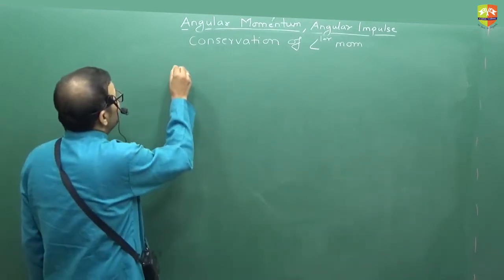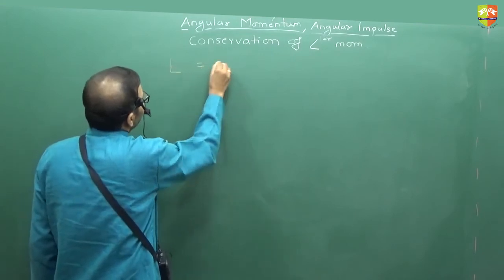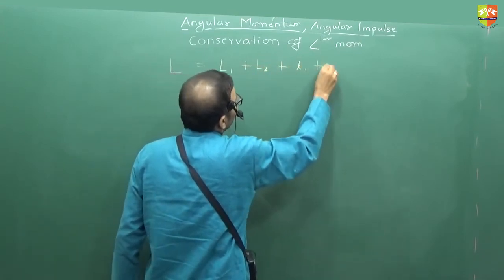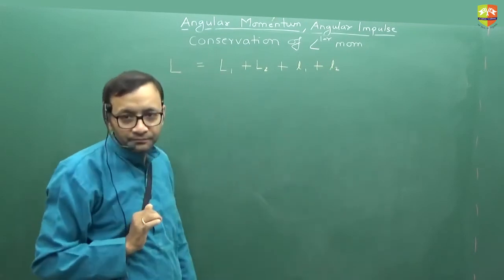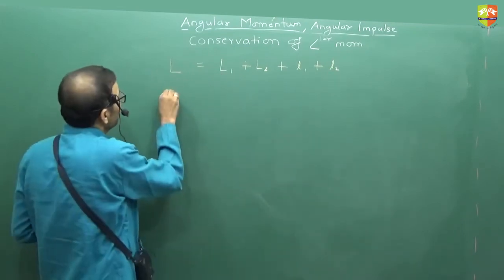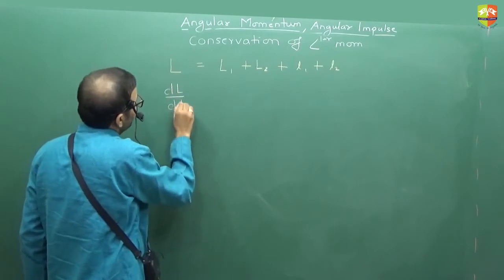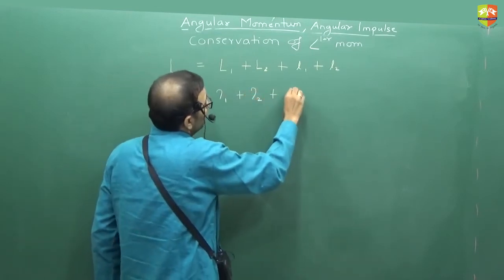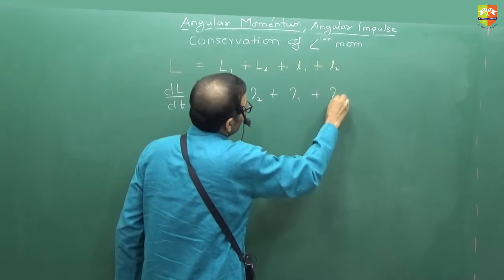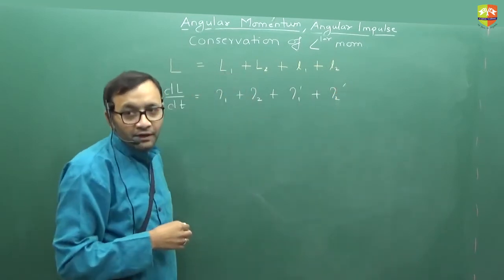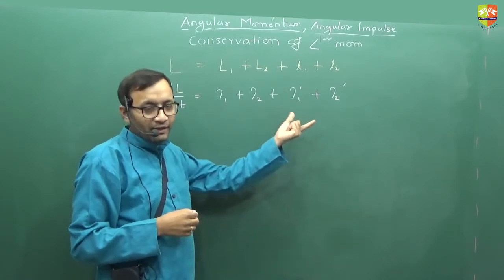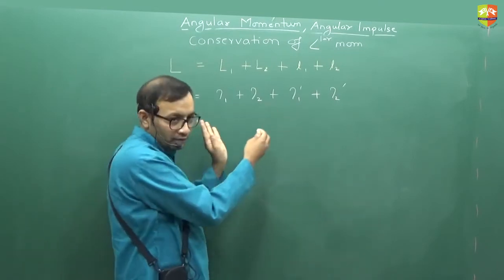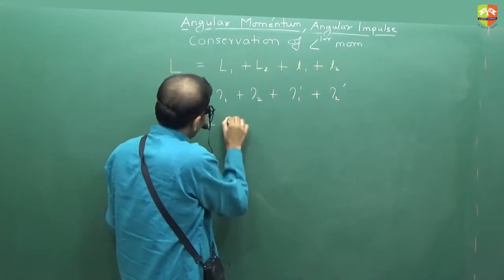Right? So, basically, the total angular momentum of the entire system, let's say it has two rigid bodies and two point masses, is this. If you differentiate it, you will get dL by dt. It will be equal to torque on 1 plus torque on 2, plus torque on this, like that. There will be internal torques also, and like the way we have done before, internal torques also get cancelled away. So if you add all the torques of the system, you will get net external torque.